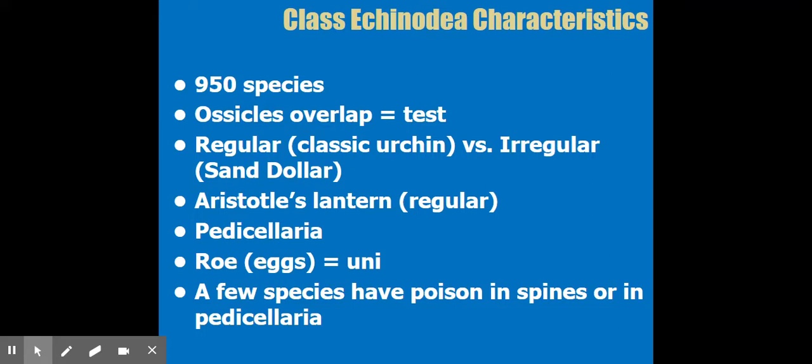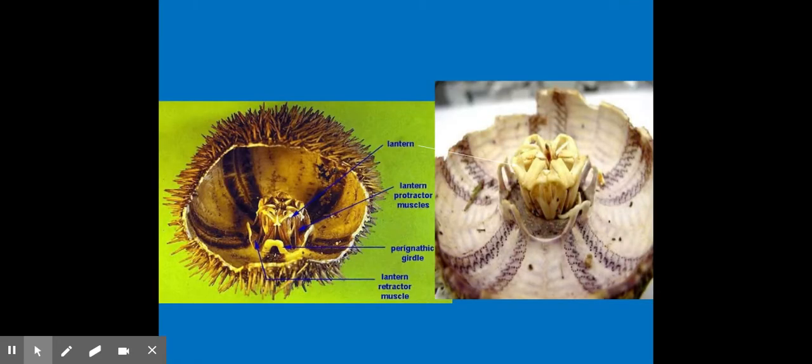to help keep their tube feet and whatnot free of debris. Many people eat sea urchin eggs in sushi, which could be called roe or uni. So maybe some of you have eaten that before. And some species of sea urchin can have poison in their spines or in their pedicellaria. So be careful, don't step on them, leave them alone, unless you're with someone specifically and you know.